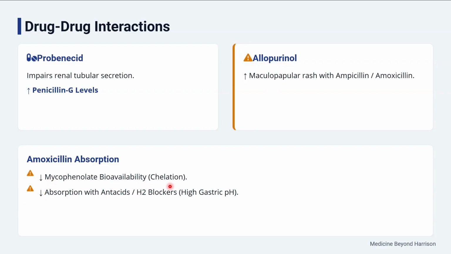Mycophenolate bioavailability is reduced by amoxicillin. Absorption of amoxicillin with antacids is reduced because of high gastric pH. So you must ensure to give amoxicillin either after food or without a proton pump inhibitor.